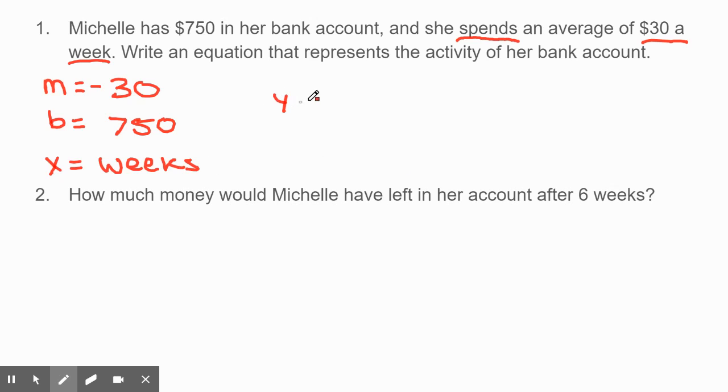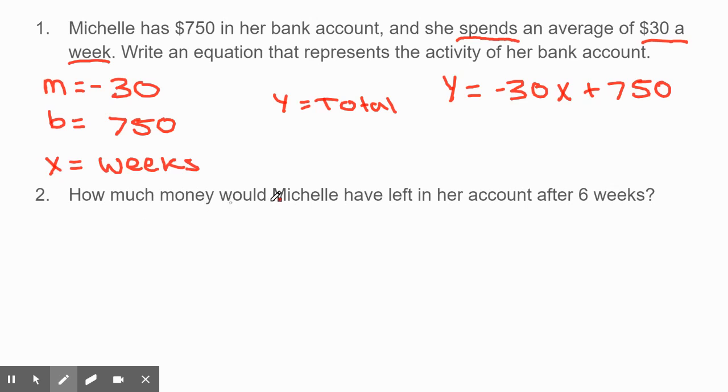And Y is our total. So currently, our equation should look like this. Y, the total, we don't know. Y equals M, which is negative 30, times X, the amount of weeks, plus $750. That's what she already has.